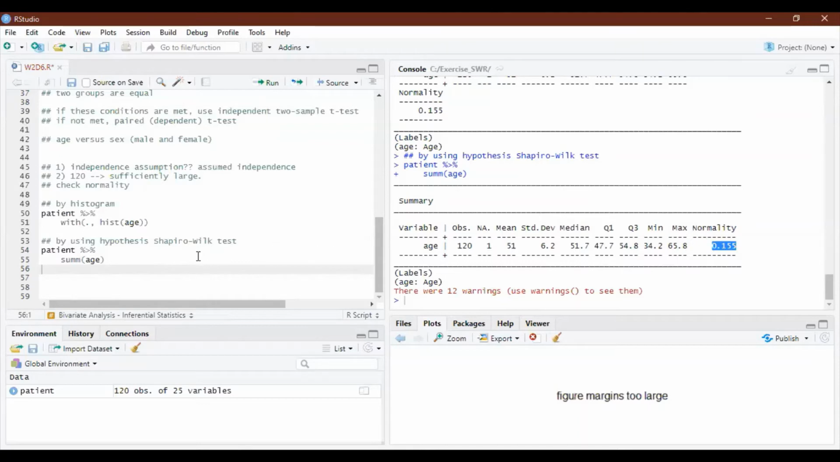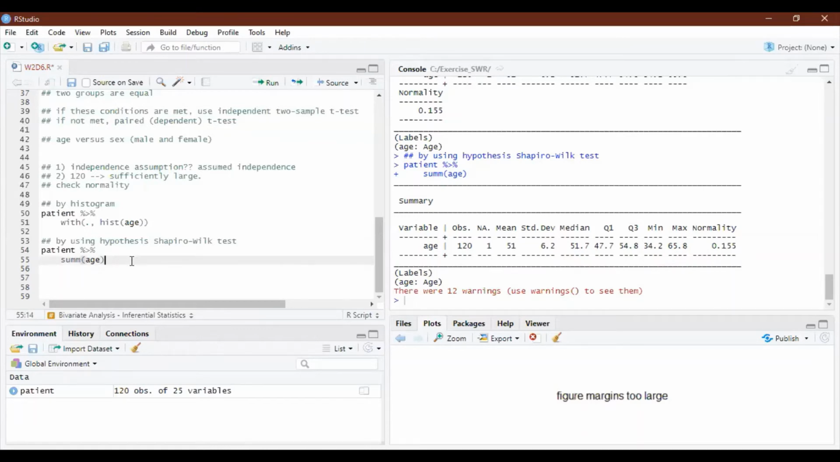So what does it mean here? What are we testing? The null hypothesis is that the data is normal. The alternative hypothesis is the data is not normal. So the p-value here indicated 0.155, which is greater than 0.05. So we cannot reject the null hypothesis, which is normal. So we say that this data is approximately normal.